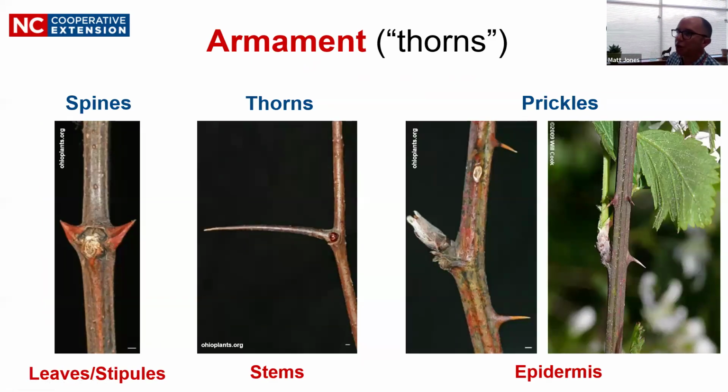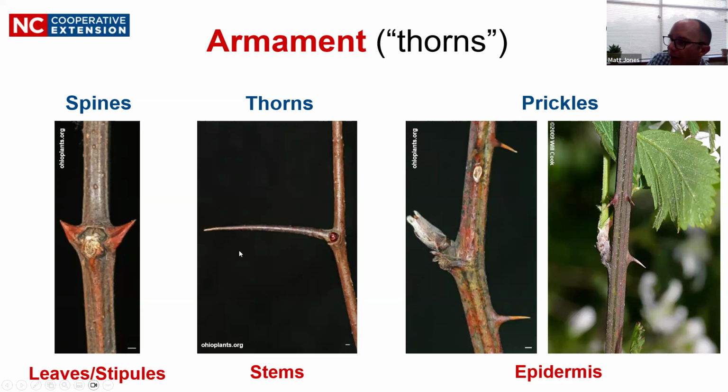There's also terms for sharp, pointy things, and sharp, pointy things on plants vary in their name based on what tissue they're derived from, what they're modified from. If they are modified leaves or stipules, based on where they're appearing on the plant, they are said to be spines. If they're a modified stem, they're called a thorn. And if they're modified epidermal tissue, they're called prickles. Spines are pretty common, thorns less so, prickles are quite common, and every rose has its prickle. So what you see in the rose family are often prickles.